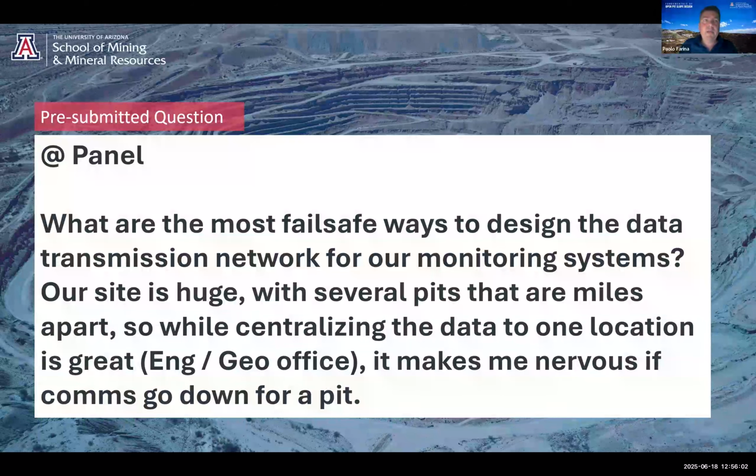So this is probably something that Alex can address much better than me. I think maybe just to add from a radar service provider perspective, it goes back to alarms and trigger action response plans. So if for some reason the comms go down for the pit, you need to have a safety net alarm that if there is a large enough accumulation of movements based on the understanding of the slope and the failure mode, the alarm will be triggered.